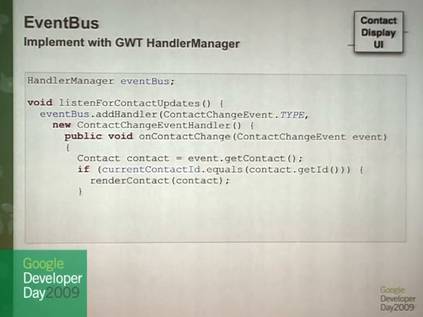Then on the event bus, we can do something interesting here. This is how we listen for events on the event bus. We say eventBus.addHandler, and we give it the type, which is the contact change event type. And then every time a contact changes, we look at it, and we say if current contact ID equals my contact ID, then do something. But if the contact ID coming in is for someone else, then I just ignore it. So this is a filter. This says only listen for contacts that are the same as the one that I'm showing.